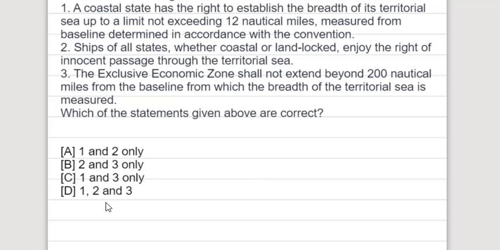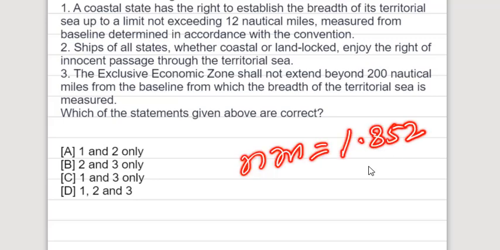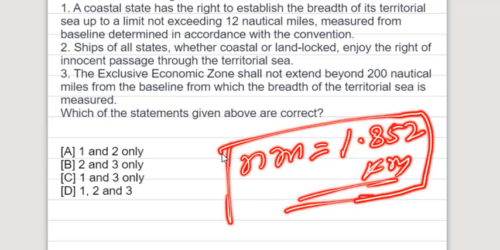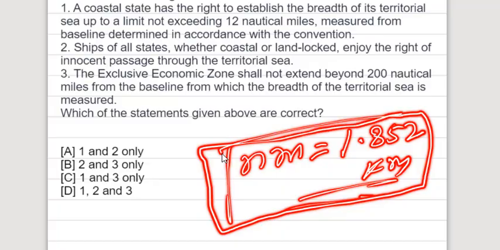Actually, multiple times we have used the term nautical miles. What is a nautical mile? A nautical mile is equal to 1.852 kilometers. You should know this. A nautical mile is equal to 1.852 kilometers.